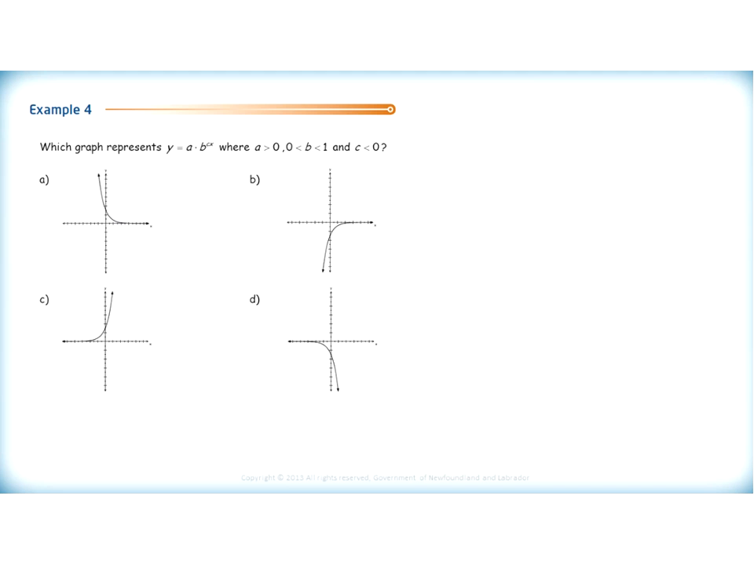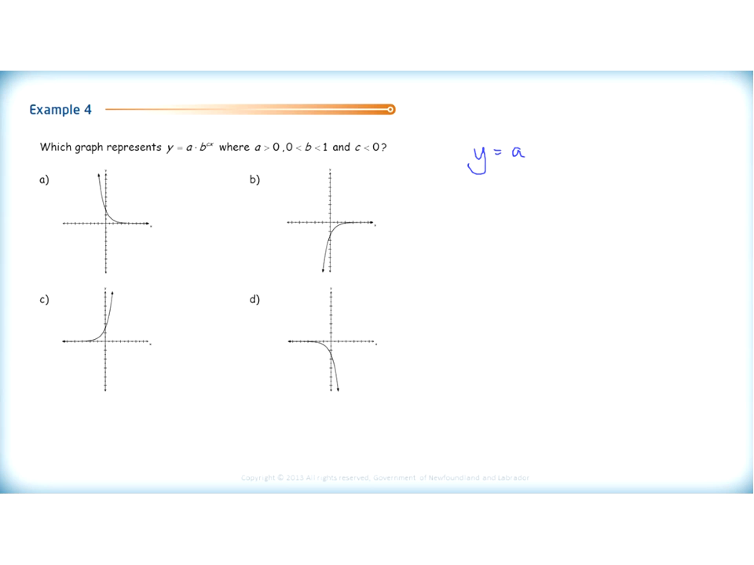So we'll look at another example here. Which graph represents the function y equals a times b to the cx, where a is greater than 0, b is between 0 and 1, and c is less than 0? What I would do in this case is consider an example, whereby I would choose values of A, B, and C, plug into my equation, and from there determine what the graph should look like. Let me show you what I mean.